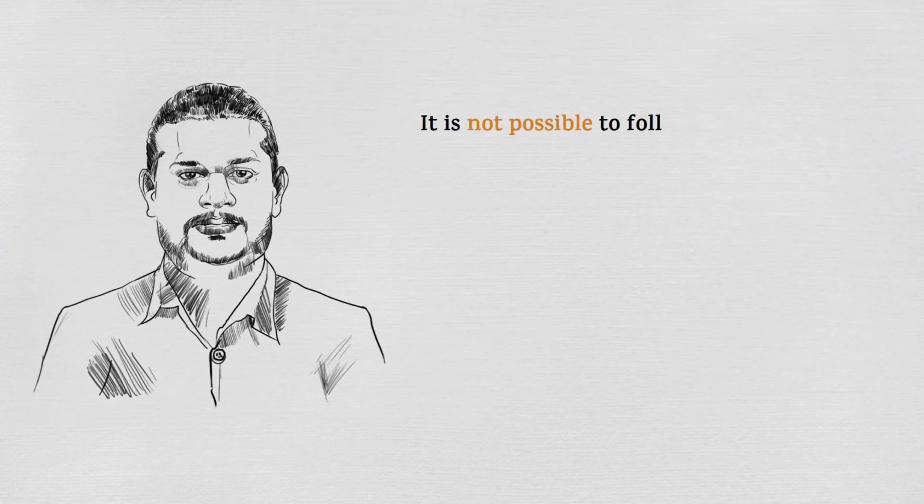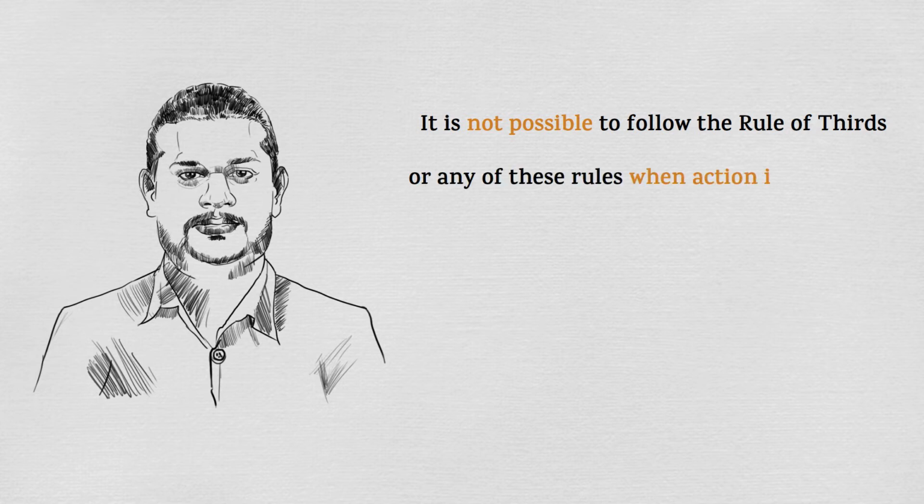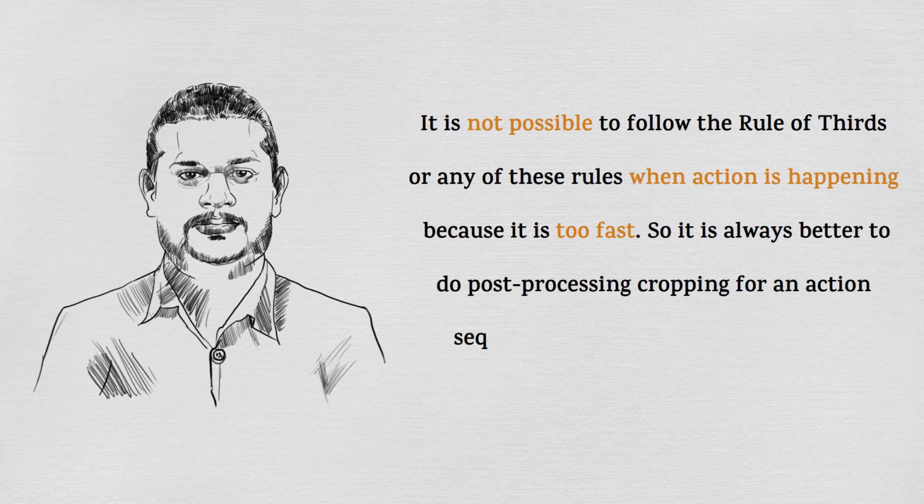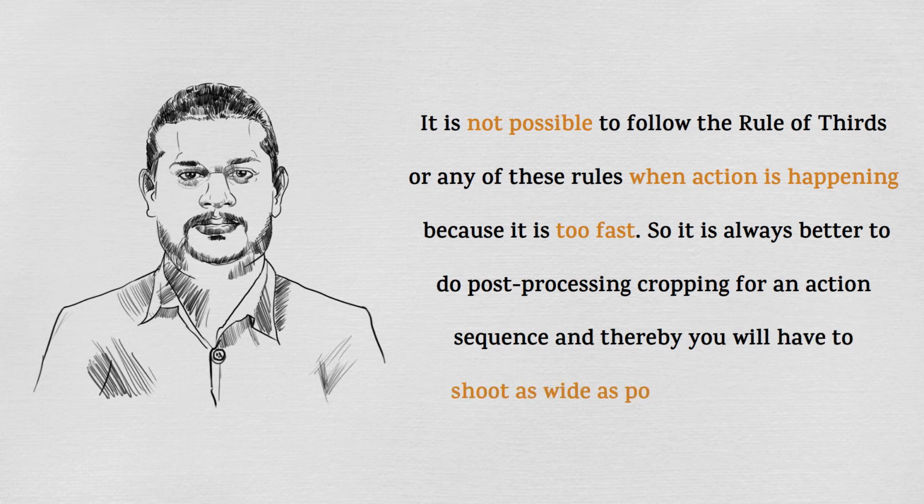in such a way that I could follow the rule of thirds. Now, it is not possible to follow the rule of thirds or any of these rules when action is happening because it is too fast. So it is always better to do the post-processing cropping for an action sequence, and thereby you will have to shoot as wide as possible for an action.